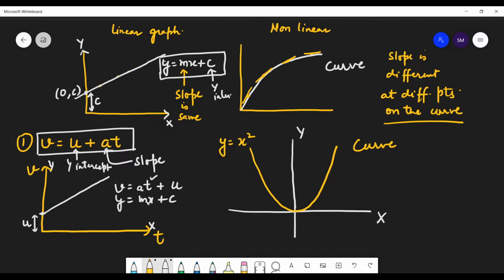Now let us see what slope is. Let us take a particular case: let us take the acceleration equals to 2 and u equals to 3. So u is 3 meter per second. That is your initial velocity.